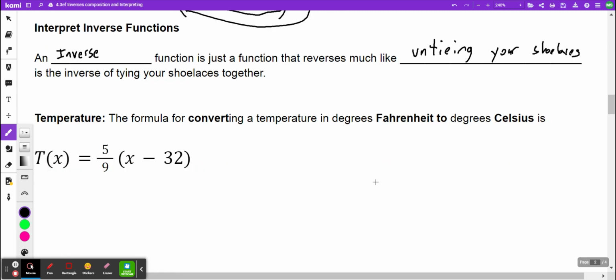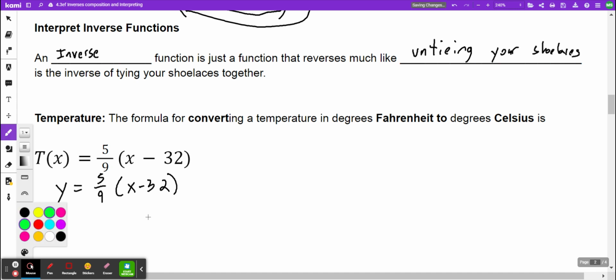Well, let's continue. A formula for converting a temperature in degrees Fahrenheit to Celsius is the following. So let's go over a real world problem. Well, hey, why don't we find the inverse of this? So this is going to be y is equal to 5/9 x minus 32.